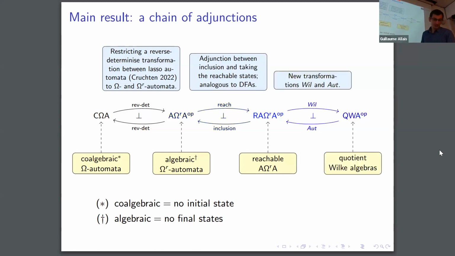And the last part is the adjunction between reachable algebraic reverse omega automata and the category of quotient Wilke algebras. What does reachable mean? Yes, I should have said it probably. Thanks for the question. It means that every state is reachable from the initial state by some transitions. Right, that makes sense. Yes, and this adjunction, from reachable to arbitrary, I go by inclusion, and in the other direction, I go by taking only the reachable states and dropping all the rest. Yeah, thanks for your question.